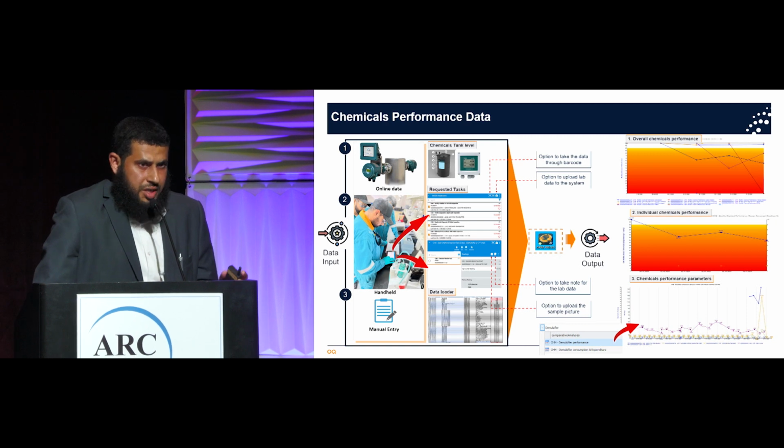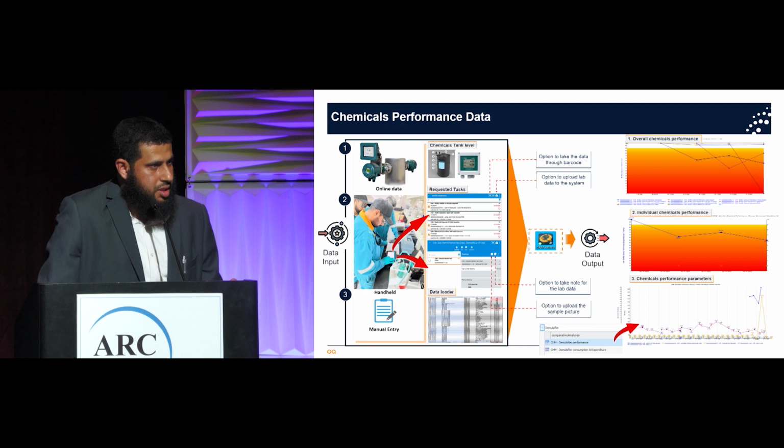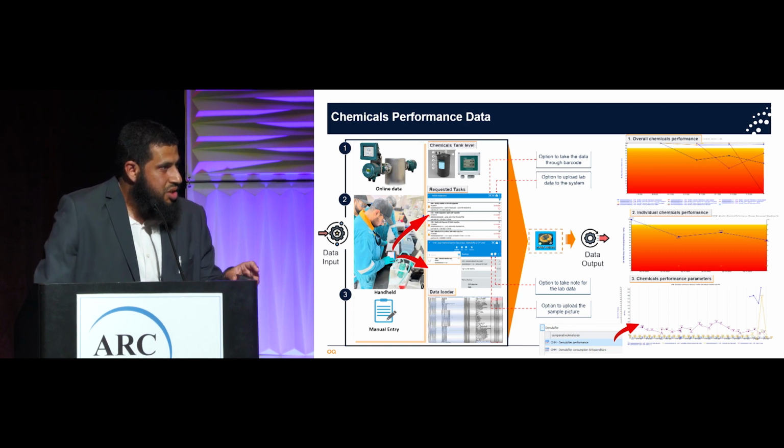If you have a doubt about the performance of any particular chemical, you go to the next graph and see what happened to that chemical. It shows low performance. You can investigate further, and you will find all the analysis being used for tracking the performance of that laboratory analysis.